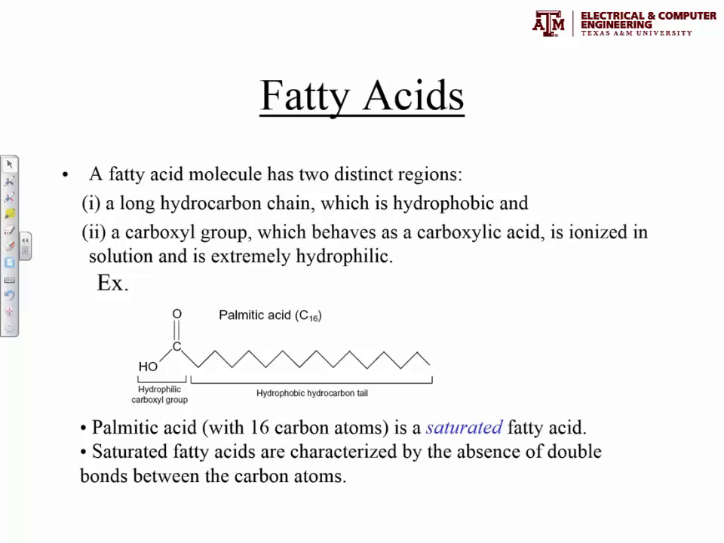So what do you mean by saturated fatty acid? It means that all these carbons are linked together only by single bonds. So there's no room for putting in more atoms, because everything is linked by single bonds.